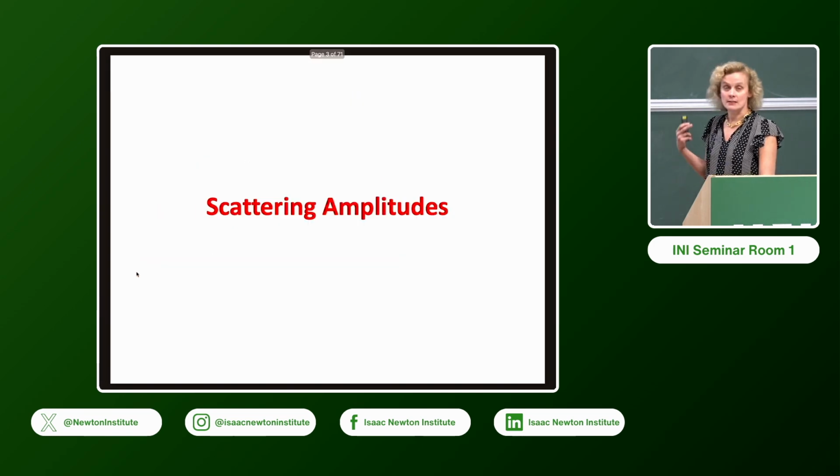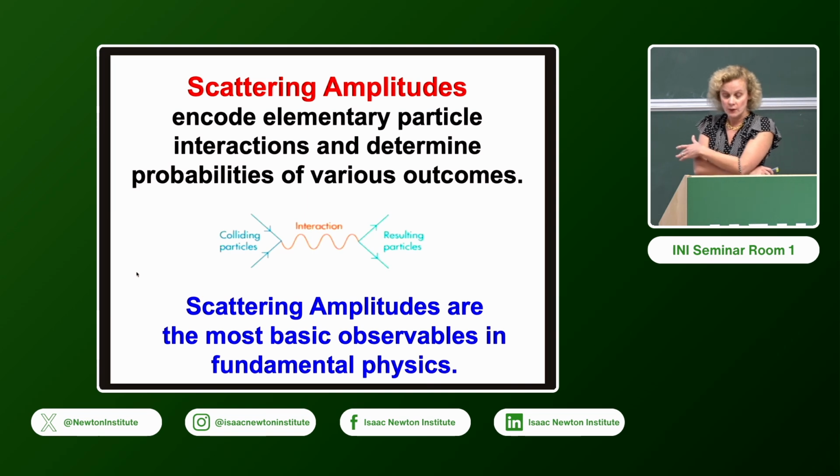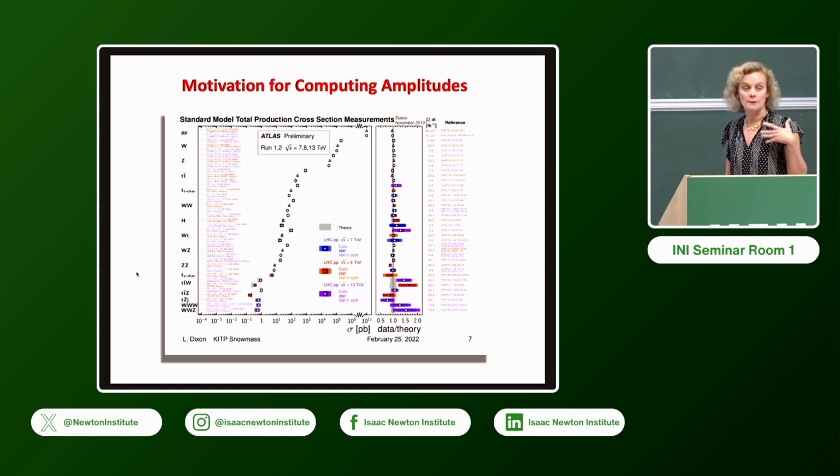All right, so I'm going to start telling you a little bit about scattering amplitudes. Scattering amplitudes encode elementary particle interactions, and they determine the probabilities of various outcomes. You have some particles colliding, they interact with one another, and you get some resulting particles. Scattering amplitudes are the most basic observables in fundamental physics. Now, the standard model has been tested at the LHC to a very high precision. So the motivation for computing the scattering amplitudes comes from collider physics.